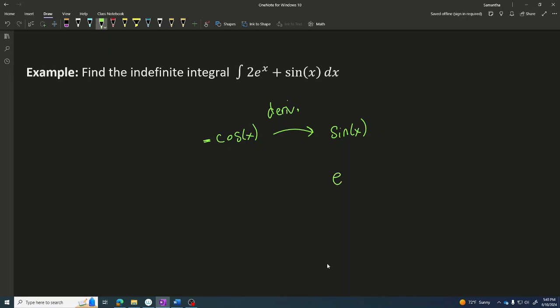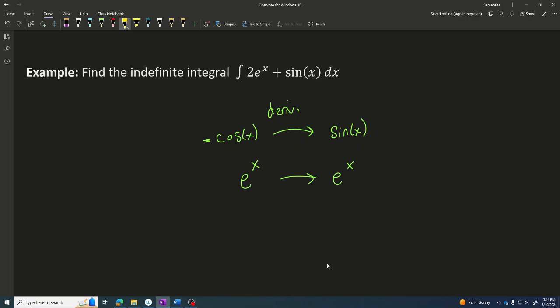What about this piece e to the x? If I wanted to get that as the result of taking the derivative of a function, what do I have for my antiderivative? Of course, e to the x is this very famous function, which is its own derivative, and therefore it is its own antiderivative as well.